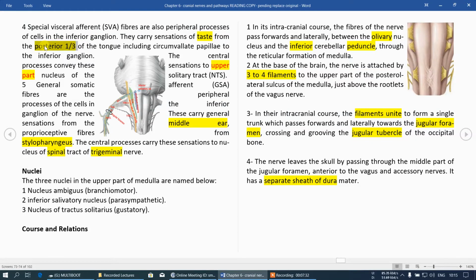It is from the posterior 1/3 of the tongue plus circumvallate papilla. If you remember again the nerve supply of the tongue, I will just revise it. Anterior 2/3 of tongue, posterior 1/3 and posterior most part. Three different nerve supplies. In all three there are two types of sensation, that is general and special taste.